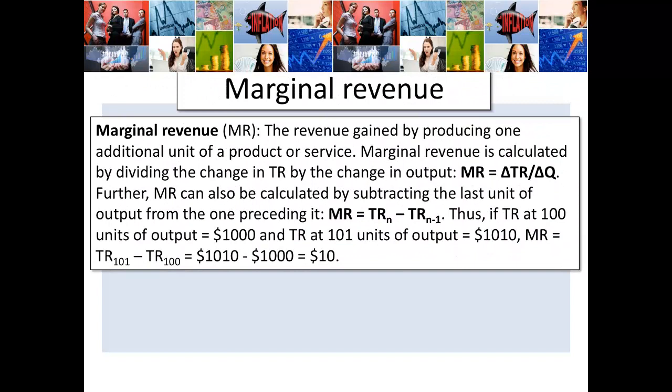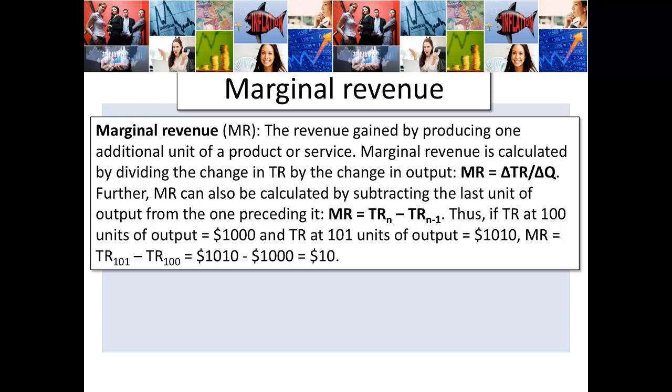Marginal revenue. Now we've looked at marginal costs in quite some detail, and marginal output as well. So you should be getting an idea about marginal revenue already. Marginal revenue, the revenue gained by producing one additional unit of a product or service. Marginal revenue is calculated by dividing the change in total revenue by the change in output. Marginal revenue equals the change in total revenue divided by the change in quantity.